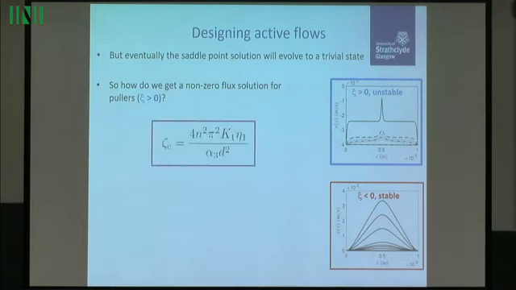One other way: how do we get a non-zero flux solution for our pullers? A relatively foolproof method of doing this, not even transiently, but how do we get there forever? What we do is we look at changing the sign of alpha 3.